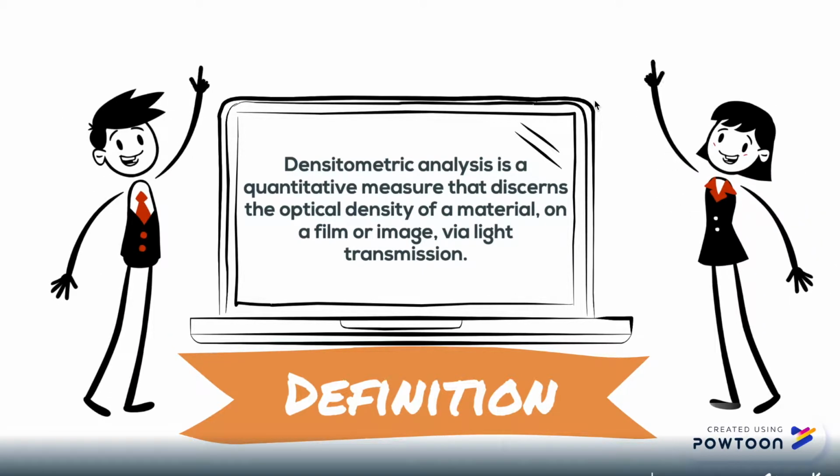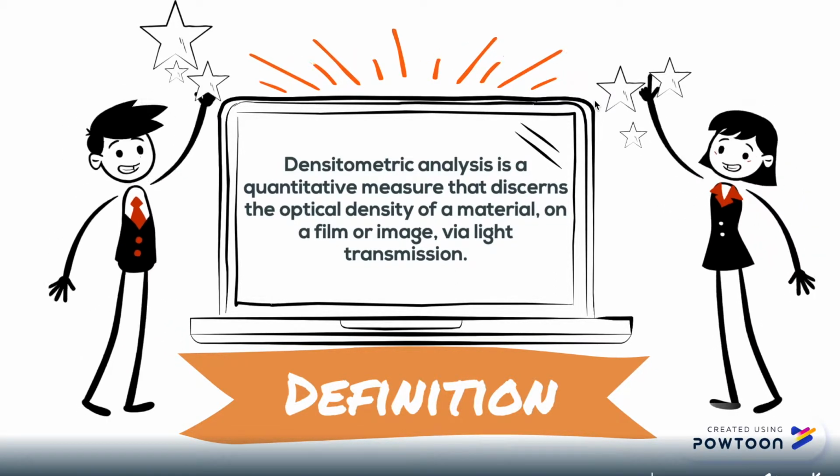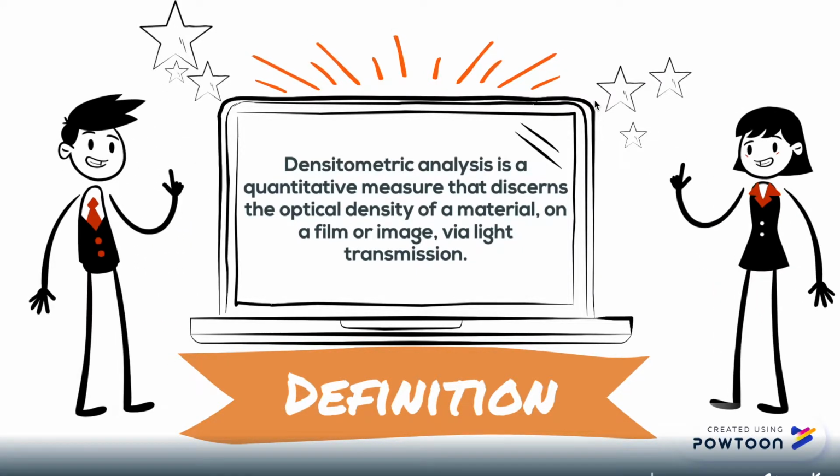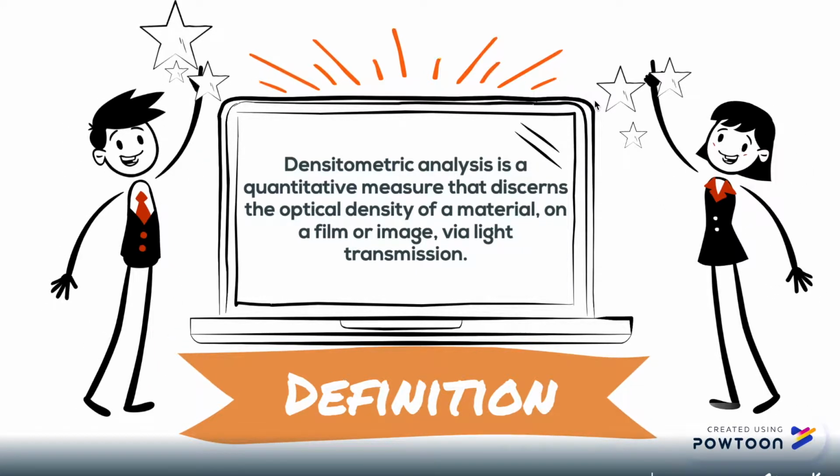It was first observed that loss of radiation or light occurs when light passes through a medium, and then that concentration of a substance determines the amount of radiation loss within a medium, aka the optical density. So sample concentrations can be deciphered via optical, electronic, and computer-based imaging systems. We'll be using the ChemiDoc imaging system to perform densitometric analysis.